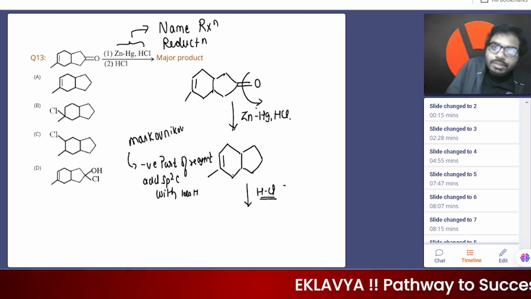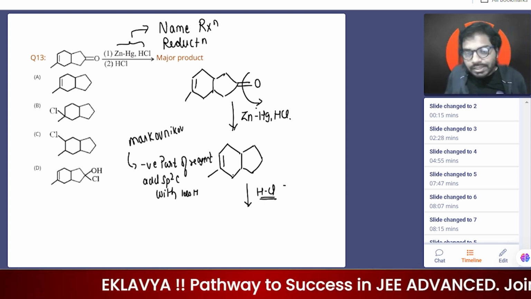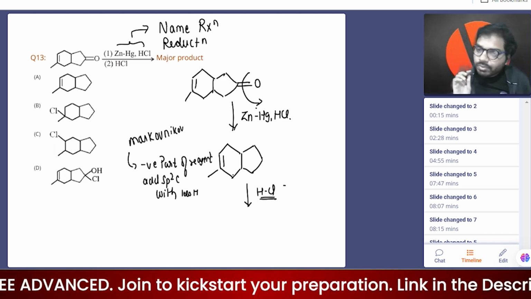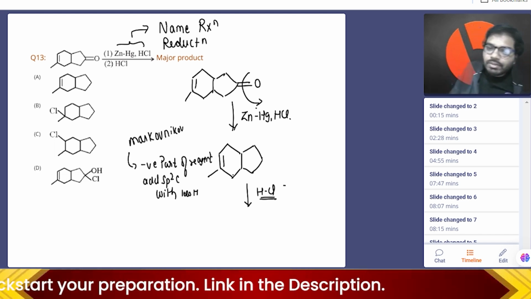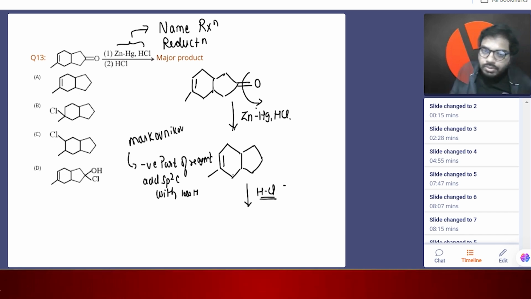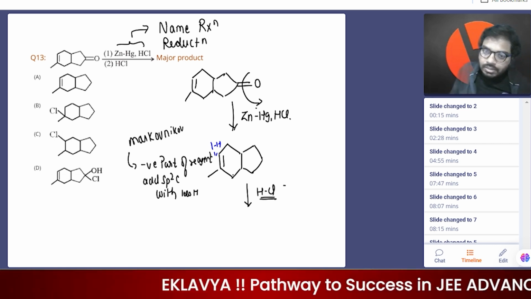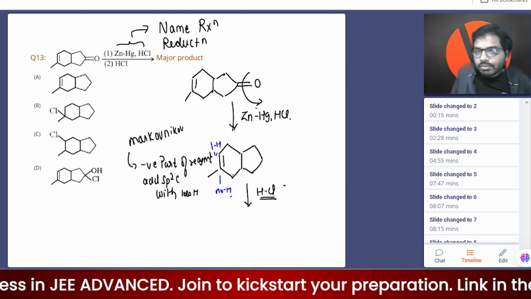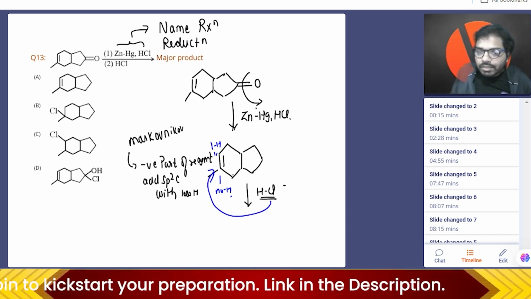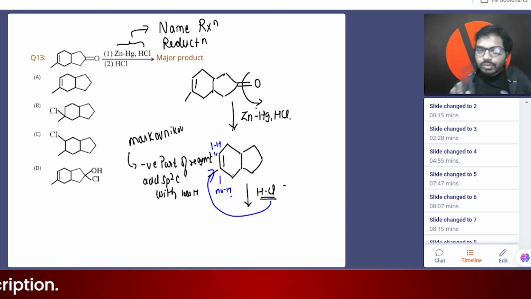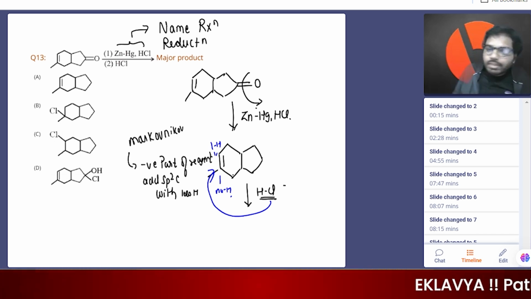You can see only a double bond is present here. So over these two carbons, this HCl will add as per the Markovnikov rule. On this particular carbon, one hydrogen is present. On this carbon, a methyl group is already present, so no hydrogen is present here. So the negative part will go and add over here as per the Markovnikov rule.